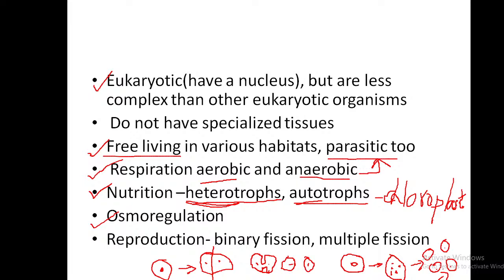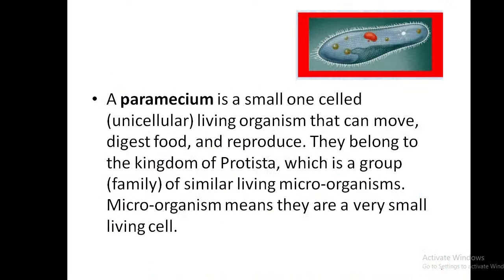Then the respiration is aerobic or anaerobic. Nutrition: they are heterotrophs or autotrophs. Then the osmoregulation is with the help of contractile vacuoles, and reproduction is mainly by binary fission or multiple fission, and they also reproduce by producing gametes. Now let's see examples. These are the general characters of protists.